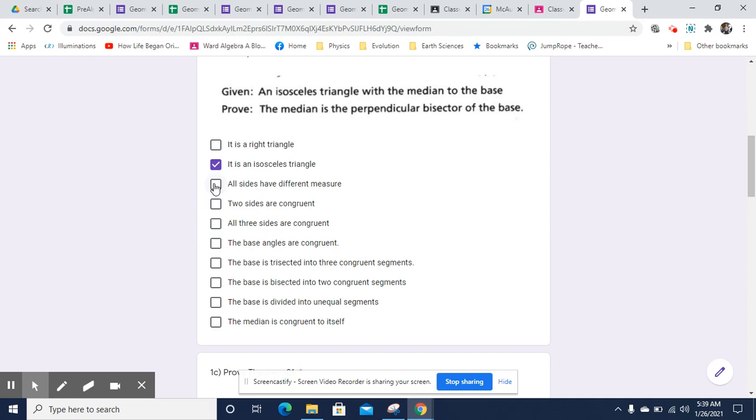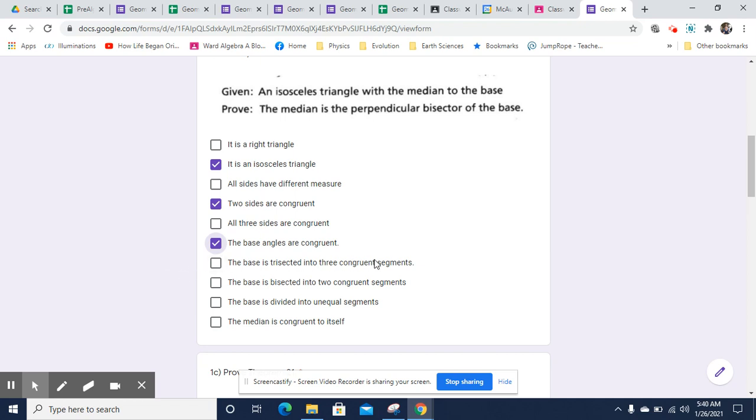All sides have different measure. Well, if it's an isosceles triangle, that's not true. 2 sides are congruent. That's definitely true in an isosceles triangle. All 3 sides are congruent. That is sometimes true if the isosceles triangle is equilateral. The base angles are congruent. That is true in an isosceles triangle. The angles that are opposite the congruent sides.